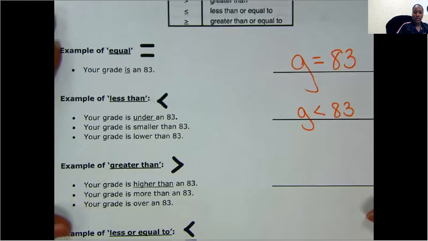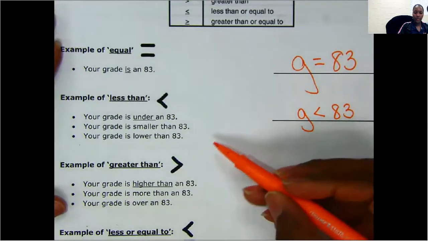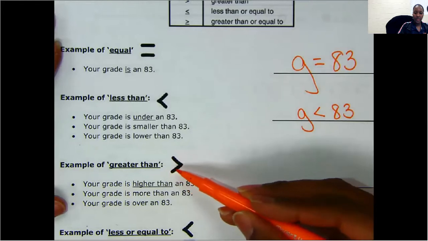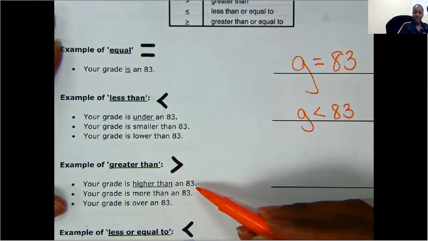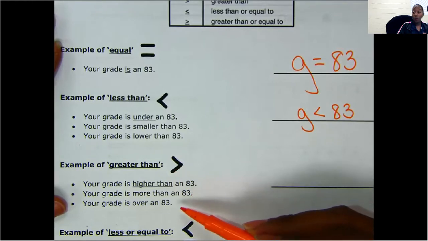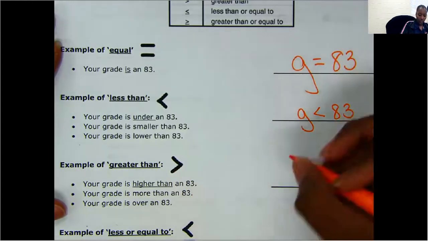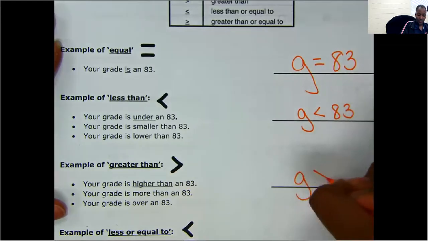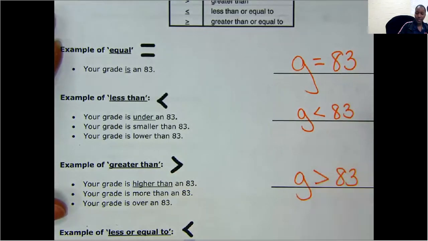Okay? Look at this example, the greater than. Remember, the mouth is facing the number that's bigger. Your grade is higher than an 83. Your grade is more than an 83. Your grade is over an 83. So your grade is greater than an 83.